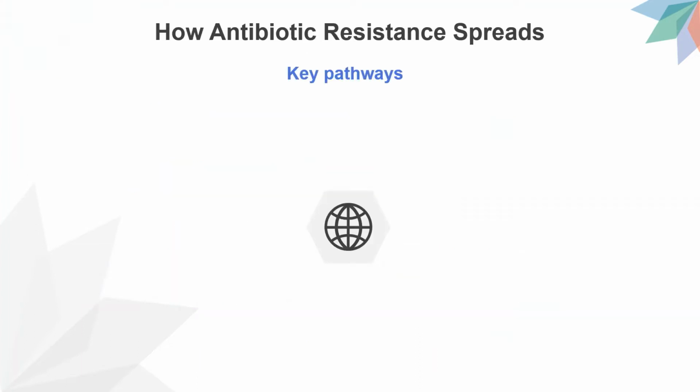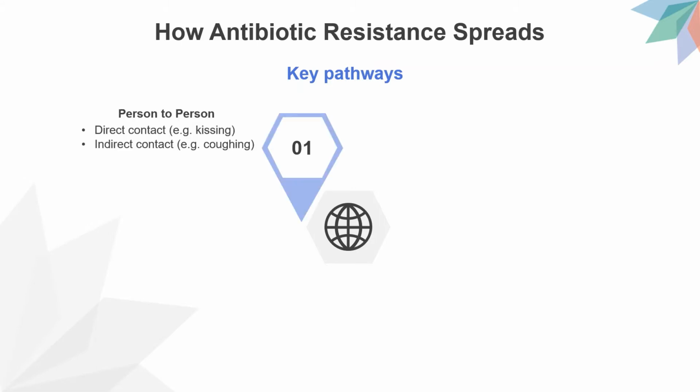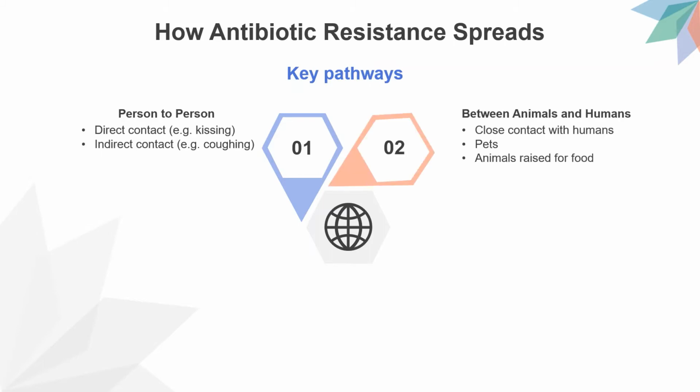After microbial resistance develops, there are several key pathways it can spread in the environment. Firstly, bacteria can spread from one person to another through direct as well as indirect contact. Secondly, bacteria may be spread between animals and humans as people come in close contact with animals in their daily life. For example, we keep pets at home and raise animals for food.